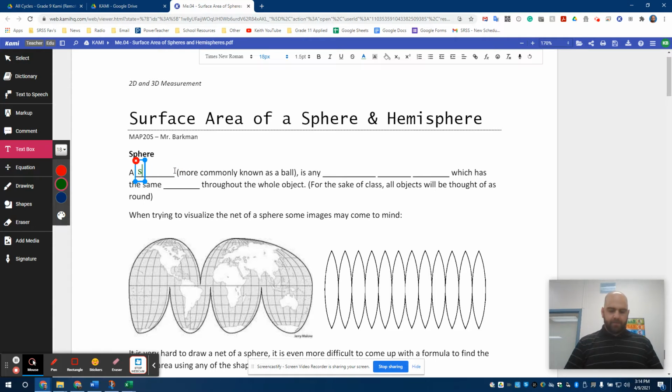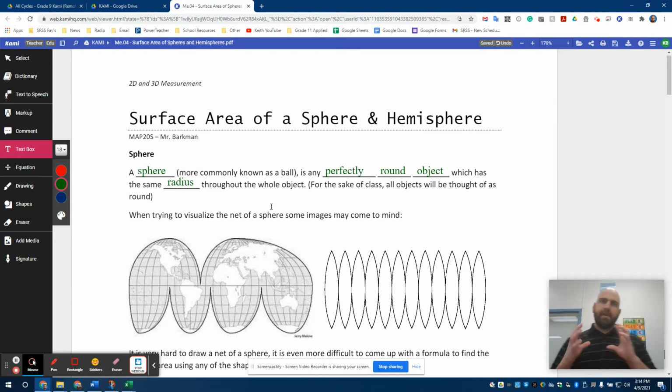So, a little bit of introduction here. A sphere, often more commonly known as a ball, is any perfectly round object which has the same radius throughout the whole object. Okay? So again, for the sake of this class, all objects we think of will be thought of as round, and this ball here is my example of a sphere.